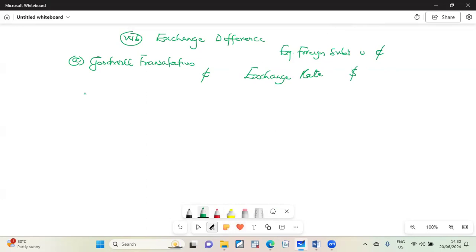So we will work our goodwill. So our opening goodwill, we will work it. And where do we find that? It's our working 3. So goodwill at acquisition. That is your opening goodwill. So at acquisition. All right. You know how to do that. So you slot it in. Then you will use the opening rate to do the conversion. You use the opening rate to do the conversion.